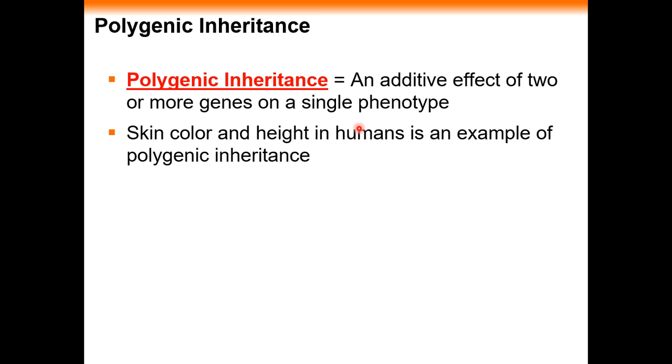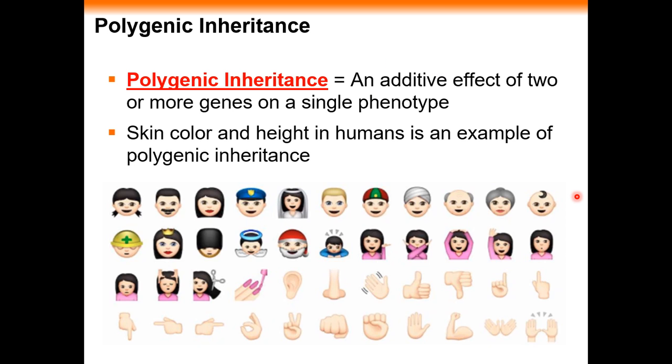Sometimes there's something called polygenic inheritance, where different genes play a role and have an additive effect on a single phenotype. For example, skin color and height, right? So this is an example of polygenic inheritance, right? We're not all like Apple's old emojis, right?